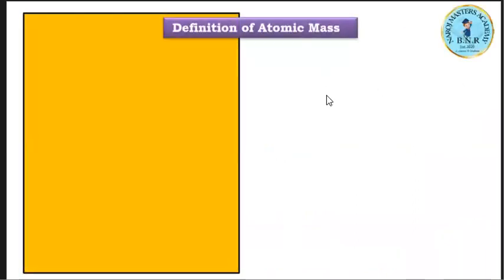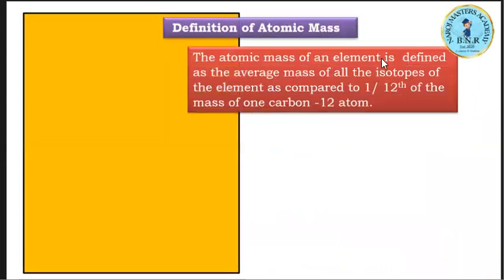Now you can see the definition of atomic mass. The atomic mass of an element is defined as the average mass of all the isotopes of the element as compared to 1/12 of the mass of one carbon atom. As I told you just before, the carbon atomic number is 6, and it is universally accepted that the atomic mass of carbon is 12.